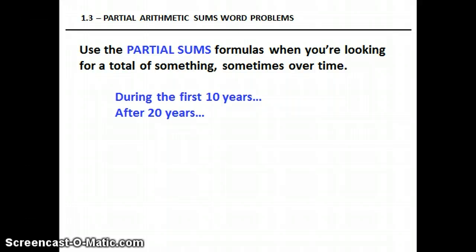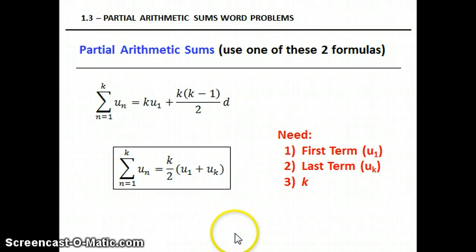Where it could be many years, they're going to choose 10 of those, or 5 of them, or something like that. So when that happens, you're going to use the partial arithmetic sums formulas. Now, there are two formulas, this one and this one. And this one, you need the common difference as well as the first term. So if they give you the common difference, then you could use this one. But for the most part, we're going to use this one right down here. And all you need to know for that is the first term, the last term, and what k is going to be, which will help you find the last term. Let's look at a problem.